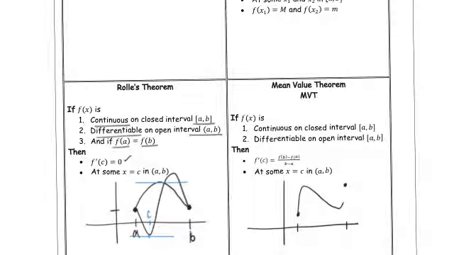So the function can be doing something like that, and we're saying you take the secant line, there's going to be at least one place where you're going to find a tangent line that's parallel. But when I say one place, I mean one or more x values, and we call those C.